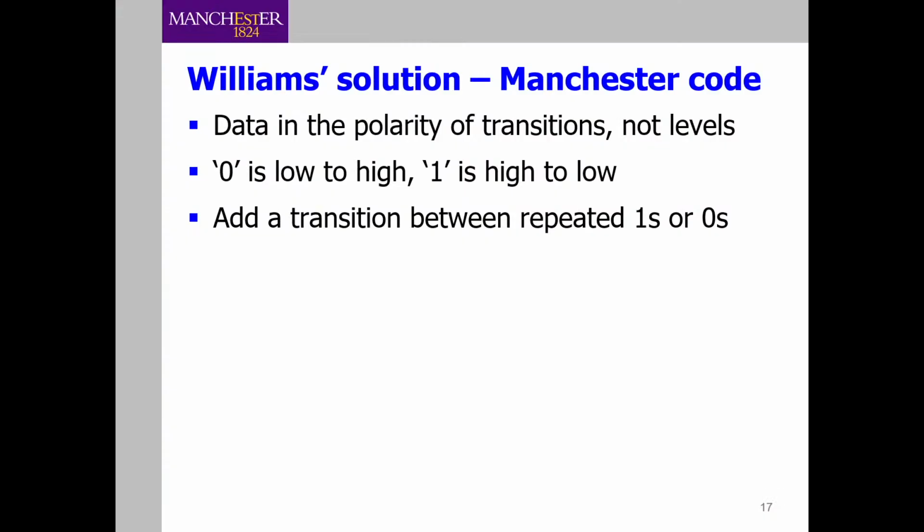So Williams's solution was Manchester Code, or as they called it, phase modulation or phase encoding. What you do in Manchester code is, instead of recording data simply as a low level or a high level, the values 0 or 1 are stored as transitions instead. A 0 is stored as a change from a low to a high state, and a 1 is stored as a change from a high to a low state.